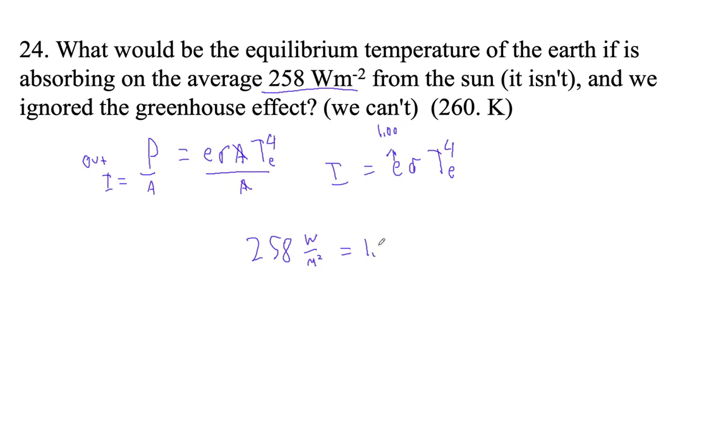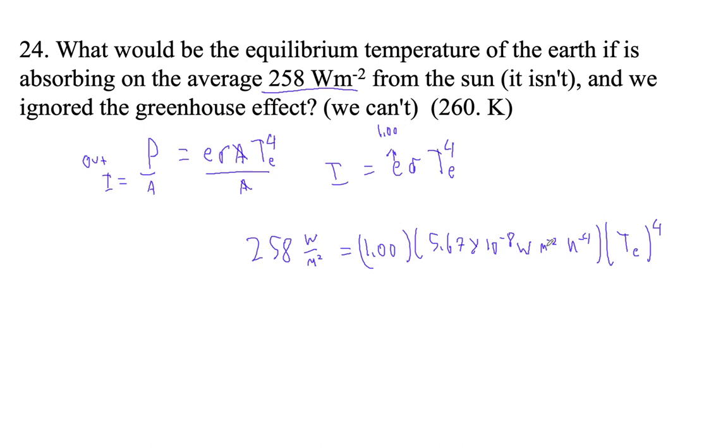is equal to 1.00 times 5.67 times 10 to the minus 8th. And this is watts, meters to the minus 2, kelvins to the minus 4, times the temperature of the Earth to the fourth. Okay? Now notice that this all works out, right? This will be kelvins to the fourth. That'll cancel this out, and now you have on this side watts per square meter, watts per square meter. So the unit gods will be happy here.